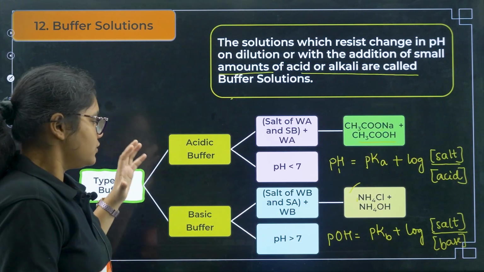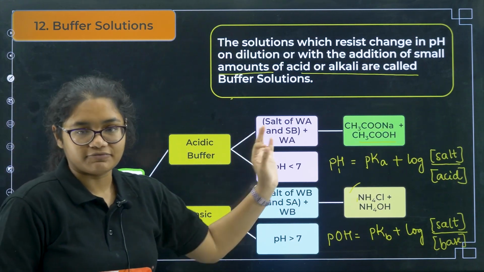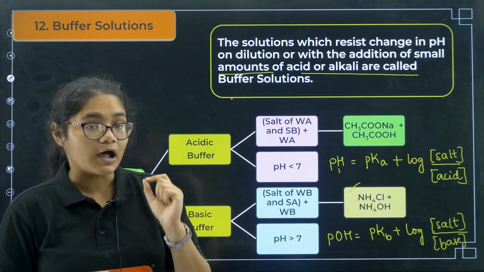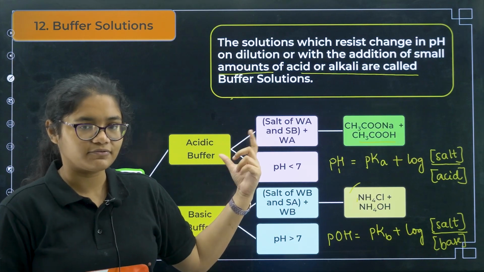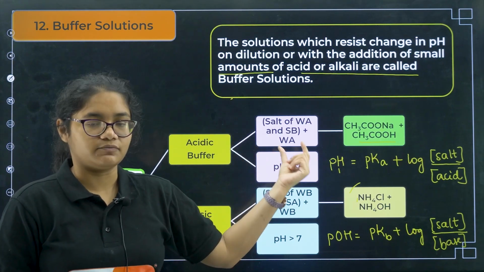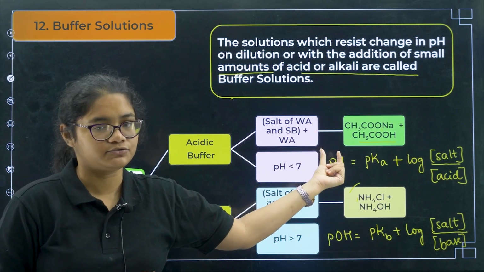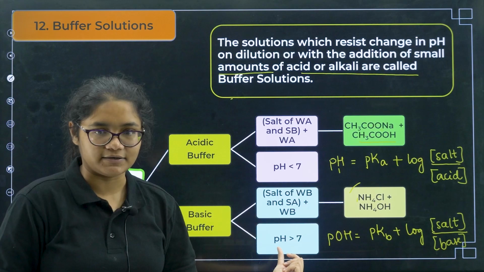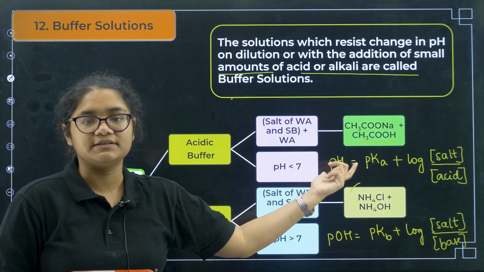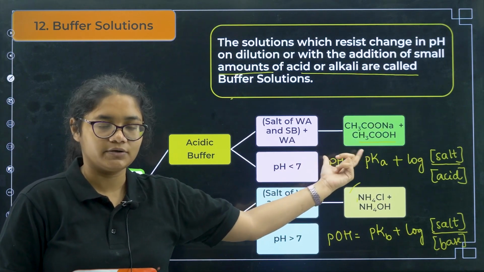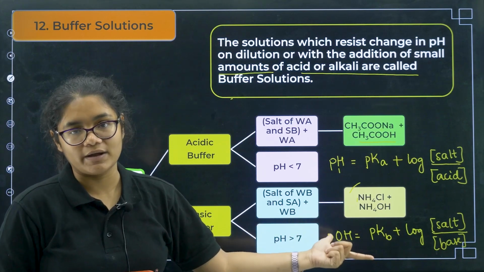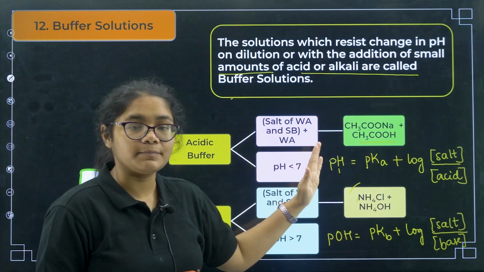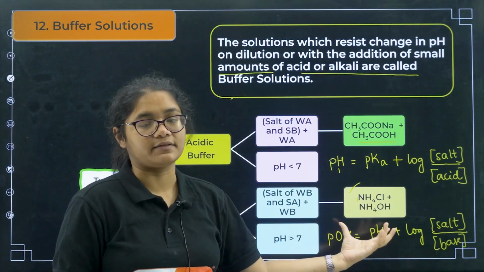So these are the formulas for the buffer. Buffer is something which can resist the change in pH. Buffers are of two types: acidic buffer and basic buffer. Acidic buffer is a weak acid and a salt of weak acid plus strong base. Basic buffer is a weak base plus salt of weak base and strong acid. Example: CH3COONa plus CH3COOH for acidic buffer, and NH4OH plus NH4Cl for basic buffer. Acidic buffer has pH less than 7, basic buffer has pH greater than 7.